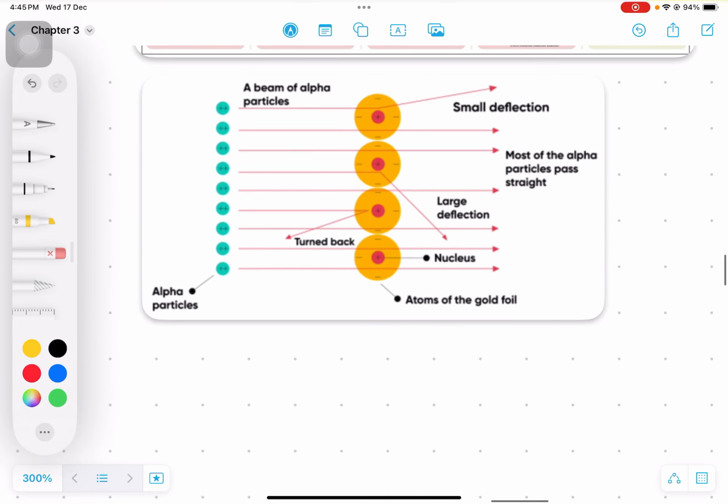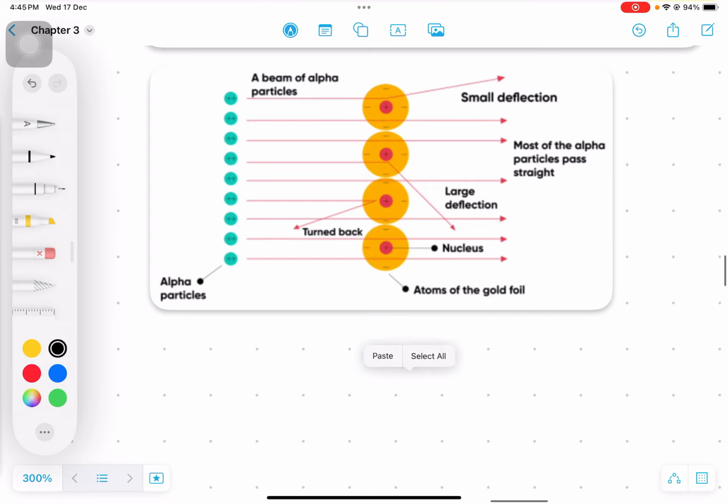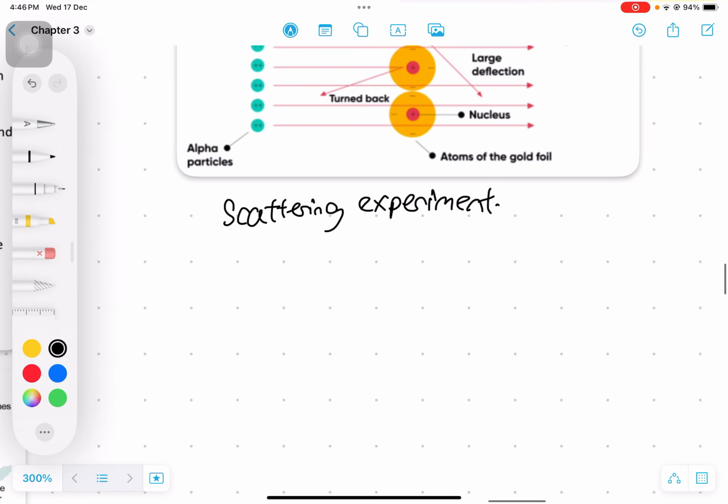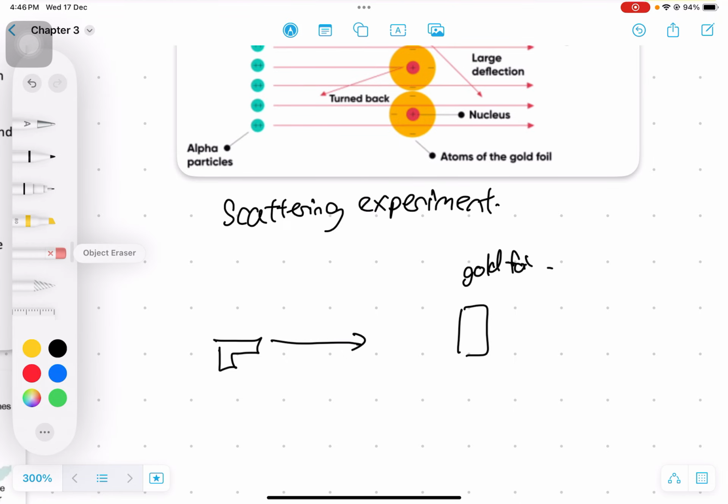They called it a scattering experiment. What they did is bombard alpha particles from one side towards gold. For example, here's a gun, trying to bombard a gold foil over here. And what did they expect from the alpha particle when it hit the gold foil?